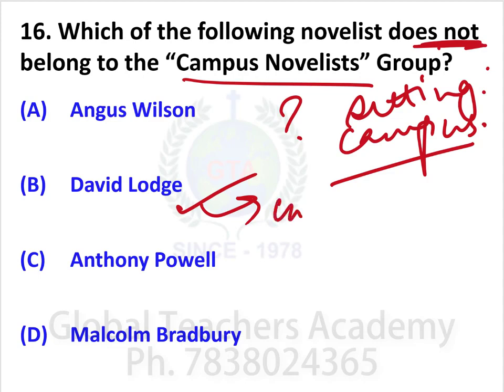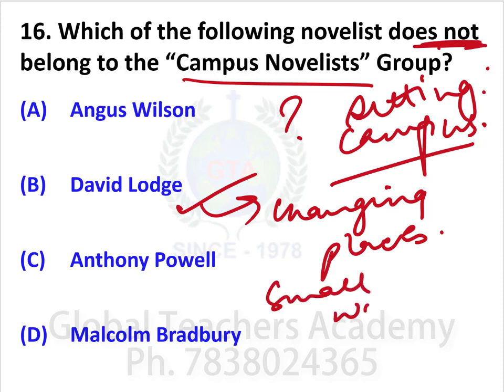The three texts in his trilogy are Changing Places, whose subtitle is A Tale of Two Campuses. Then there is Small World. And then there is Nice Work. And this is the chronological order also of his campus trilogy.